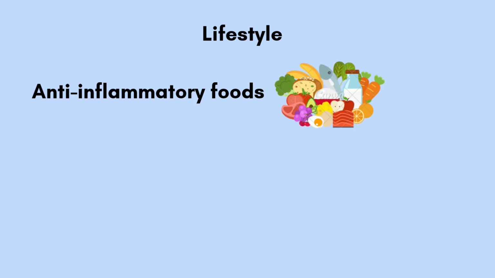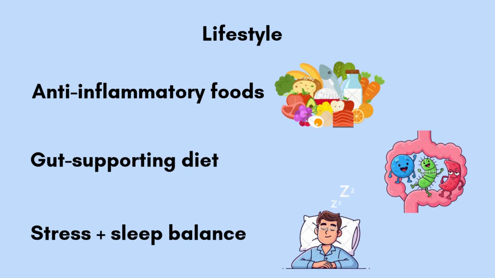A healthy lifestyle helps calm autoimmune activity. Eating anti-inflammatory foods, supporting gut health, and managing stress all help to improve autoimmune health.